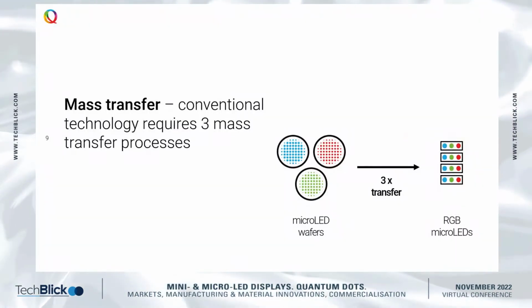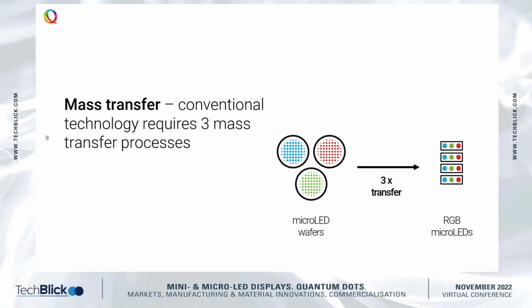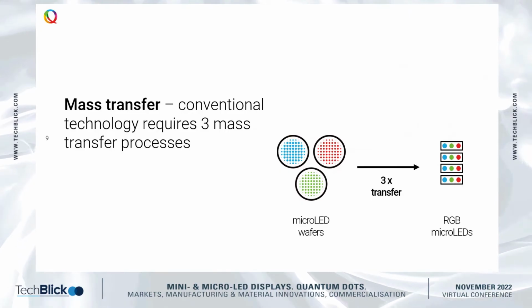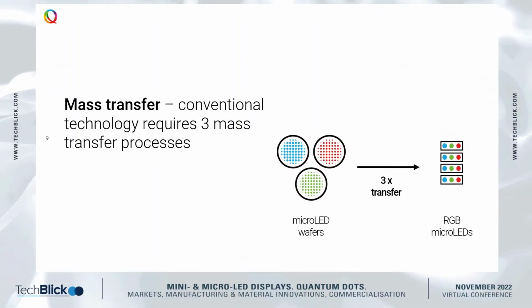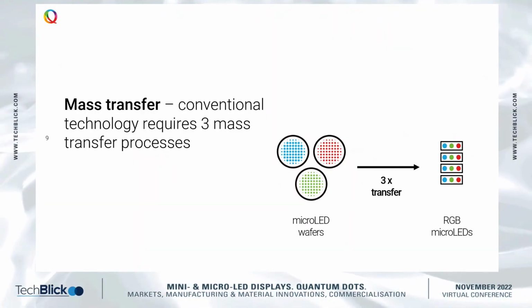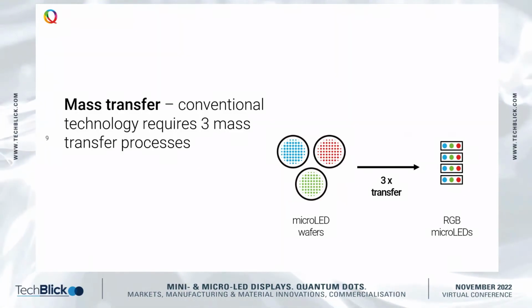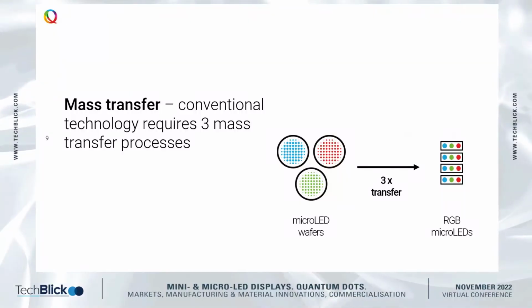First is the mass transfer, where if you're using conventional methods, you will start from a red, green, and blue micro LED wafer or interposer, and then you do a mass transfer color by color, so one by one to your target substrate. This means that you have three separate transfer processes, and the overall process yield, the transfer yield, is the product of these three individual processes. Because your yield is such an important metric to become cost effective in manufacturing, this is really where a big part of the issue lies.